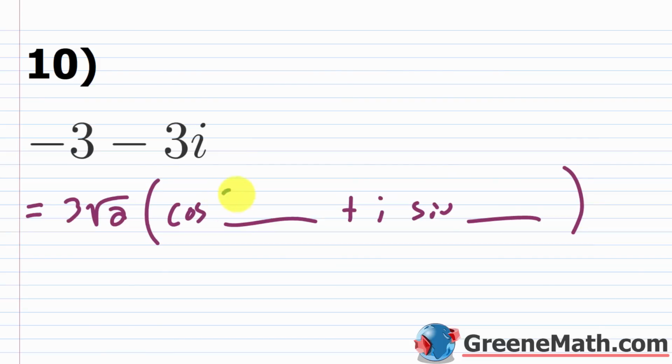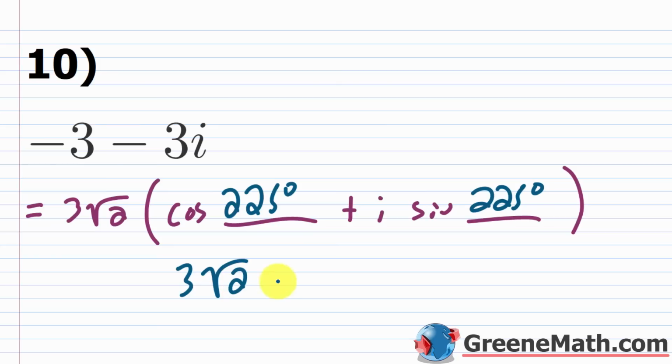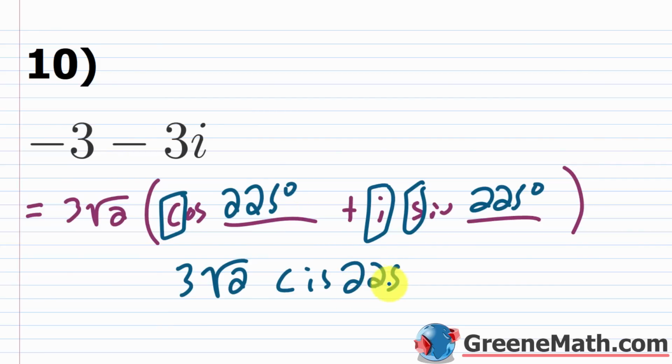So coming back up here, let's put 225 degrees here and 225 degrees here. And again, we can shorten this and say 3 times square root of 2. And then you go CIS, and then 225 degrees. Let me maybe make this S a little bit better.